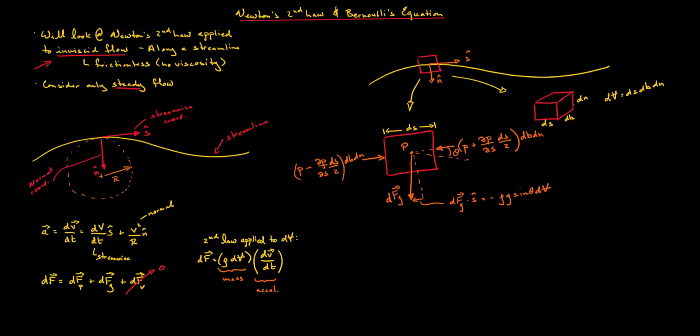So what we're going to do, we're going to look a bit more closely at this differential volume. So again, up here, we have our streamline, and we have a volume over here. So the fluid element has a volume given by ds, dB, dn, where ds is the length in the streamwise direction, dB is into the page, and dn is normal to the streamwise direction.